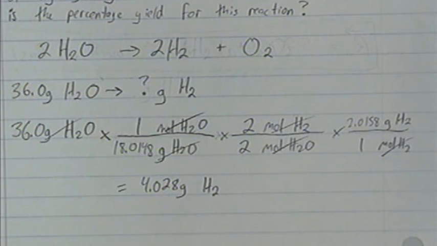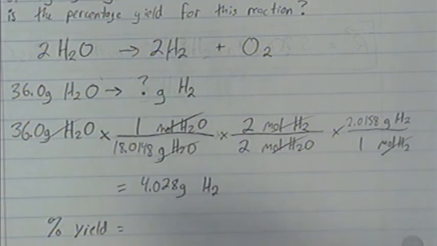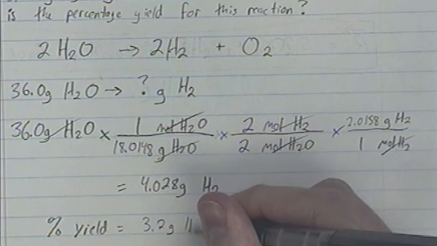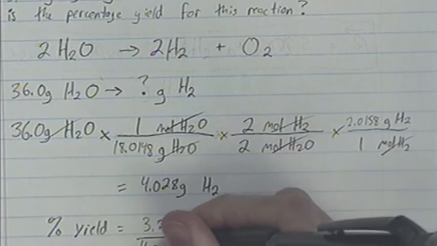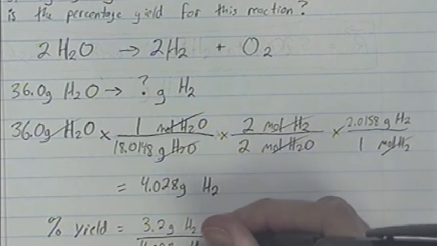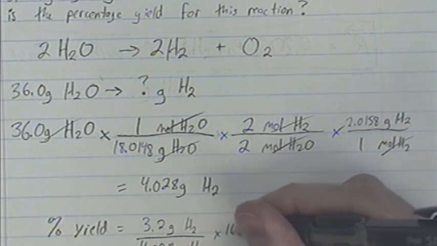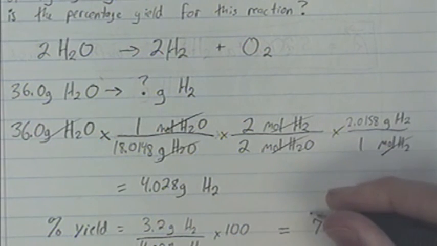So from here we can use that information as well as the 3.2 grams that was given to us as our actual yield to calculate percent yield. So percent yield here will be our actual yield, 3.2 grams, divided by our theoretical or our expected yield of 4.028 grams times 100, which gives us an answer of 79%.